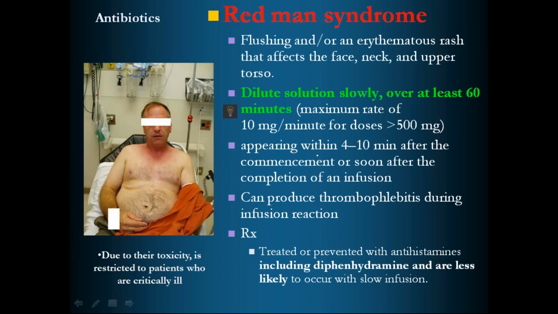What happens and when is it going to happen? Is the patient going to die or not? Red man syndrome happens when you start to give the medication too fast. Too fast means you are giving the whole dose in less than 60 minutes. That is considered fast. If you do that, after 4 to 10 minutes the patient is going to produce erythema or redness of the neck and face, and part of the thorax. So mostly the upper part of the body is affected.